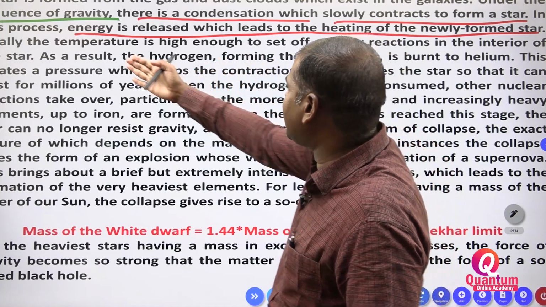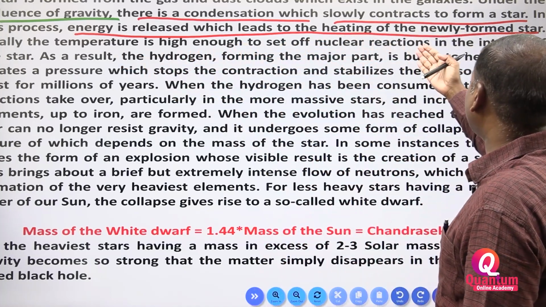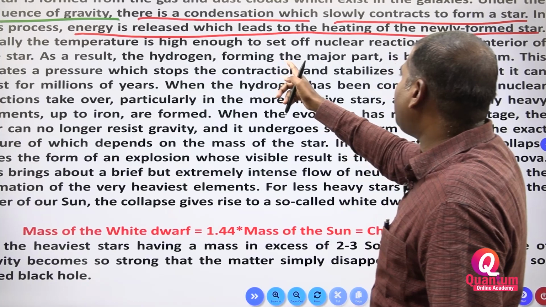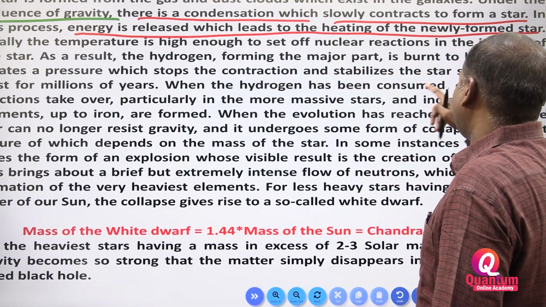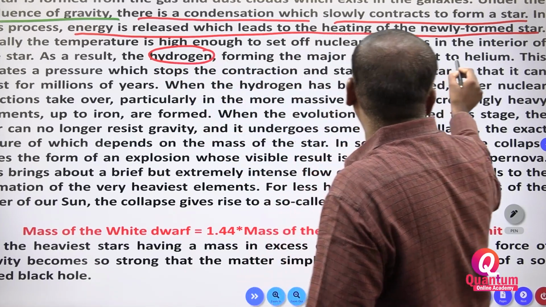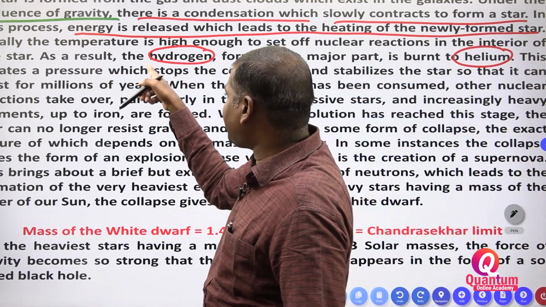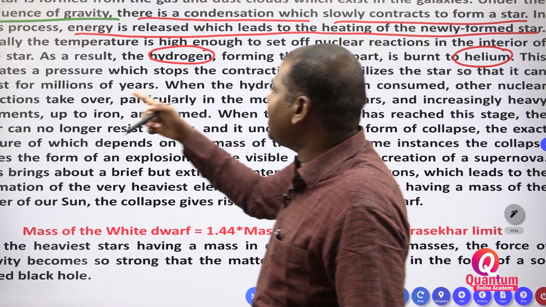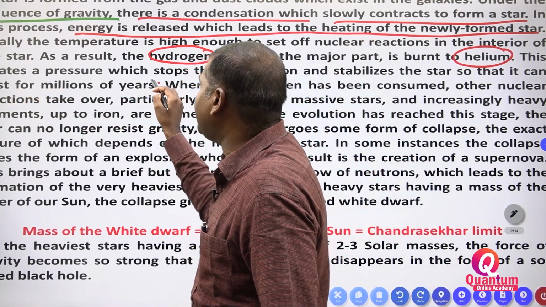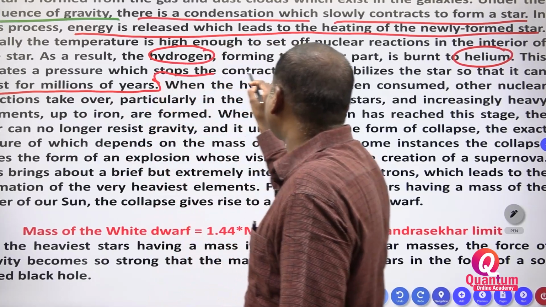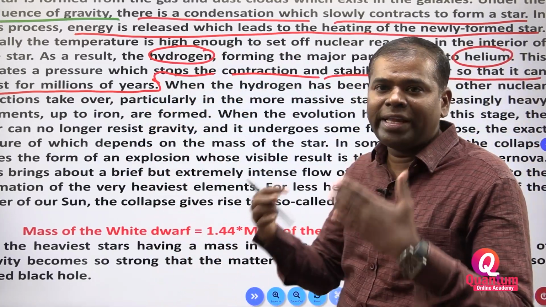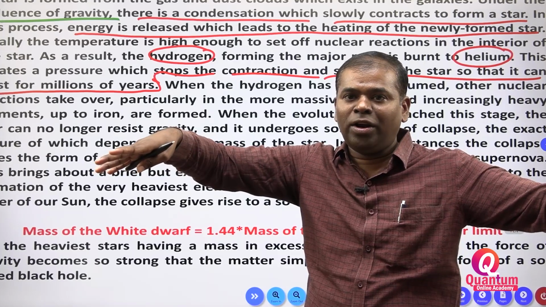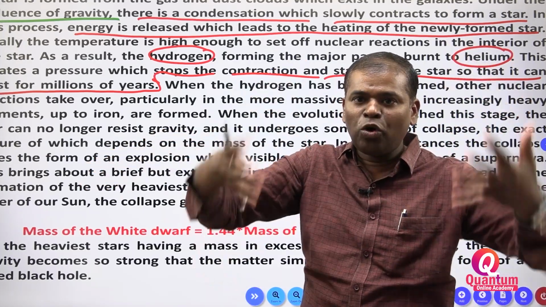Finally, the temperature is high enough to set up the nuclear reactions in the interior of the star. As a result, the hydrogen forming the major part is burned to helium. Hydrogen and helium can form. This creates a pressure which stops the contraction and stabilizes the star so that it can exist for millions of years. In the galaxy, a star can exist for millions of years. Without nuclear fusion, the star cannot be explosive, right?